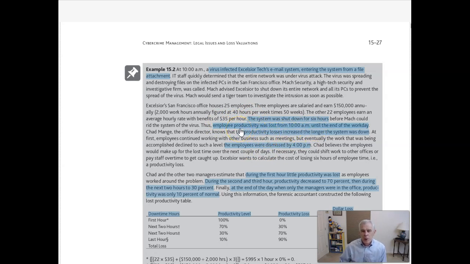Now, employee productivity was lost from 10 a.m. until the end of the workday. So it hit at 10 a.m. They know that productivity losses increased the longer the system was down. And by the time 4 p.m. hit, then they told the employees to go home. Now let's see, the 3 salaried employees stayed around after 4 p.m., but the other workers went home. So when they went home, that was a complete loss of their productivity. They were still paid, but they could not produce anything.